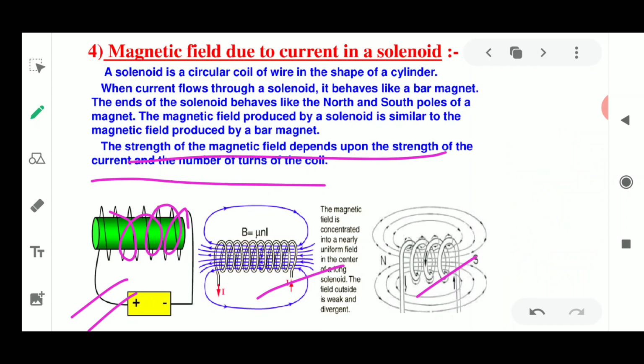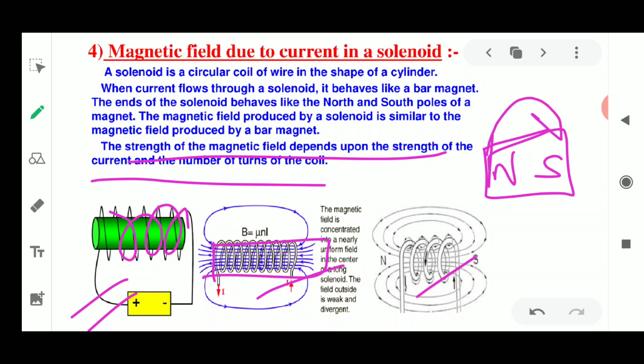Remember this. A strong magnetic field is produced inside a solenoid, and it can be used to magnetize a small piece of magnetic material like a soft iron core placed inside it. Now what is the pattern of the magnetic field lines inside this solenoid? We know that in a bar magnet the magnetic field lines arise from north and end in the south. Inside the bar magnet they appear to go from south to north. The same thing will happen here also.